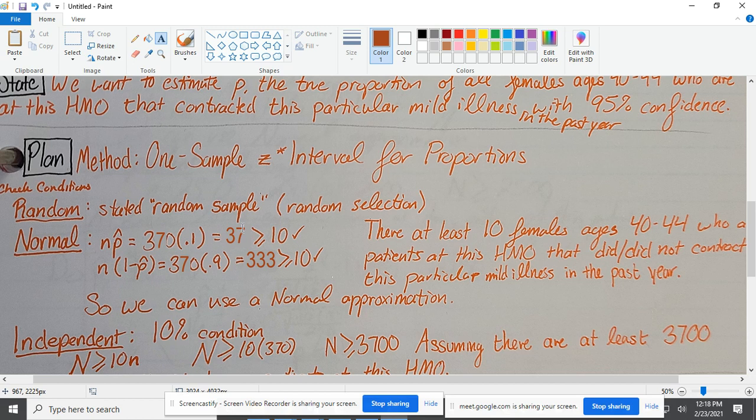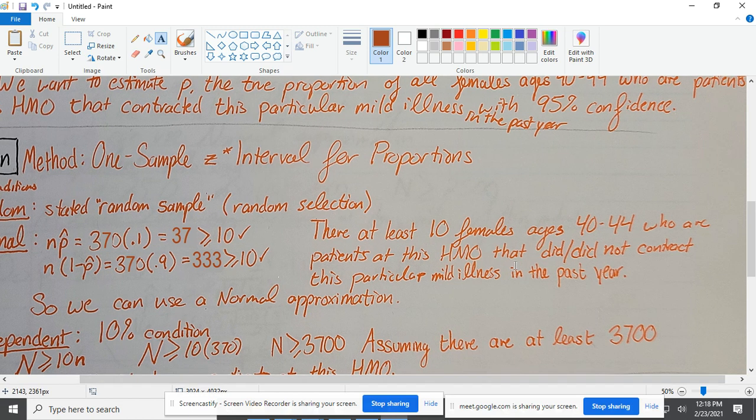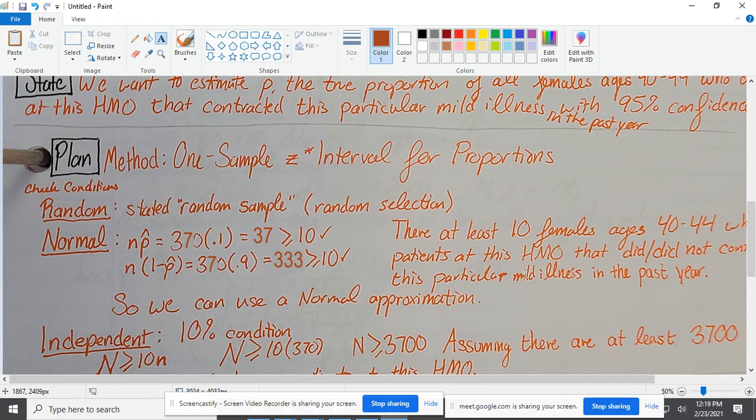And then in words, there are at least 10 females aged 40 to 44 who are patients at the HMO that both did and did not contract this particular mild illness in the past year. So we can use normal approximation. So make sure you have P hats, not just P here. Make sure you wrote so we can use normal approximation, and make sure that you wrote the sentence off to the side.